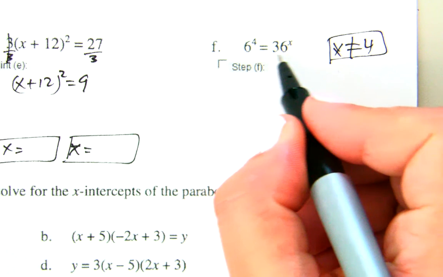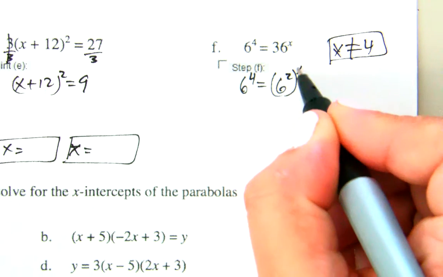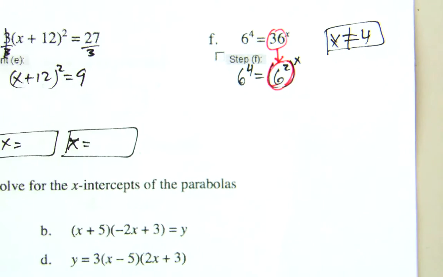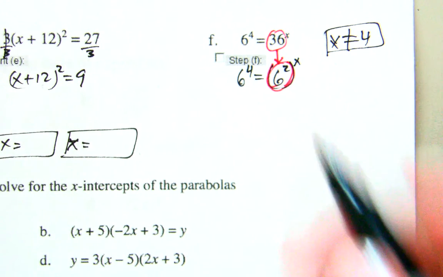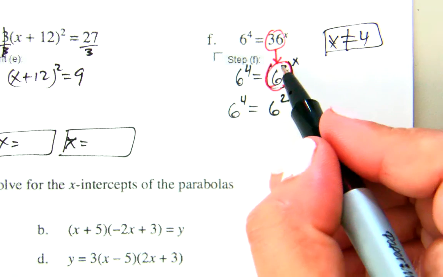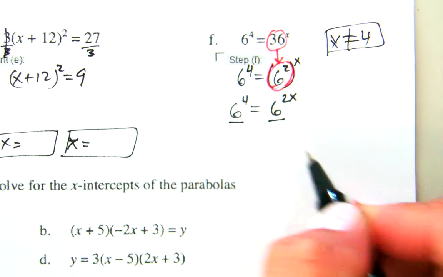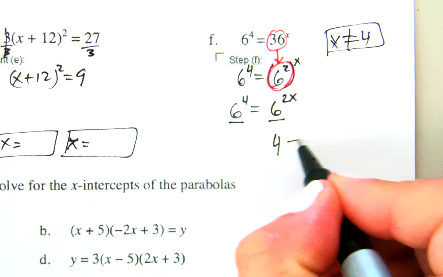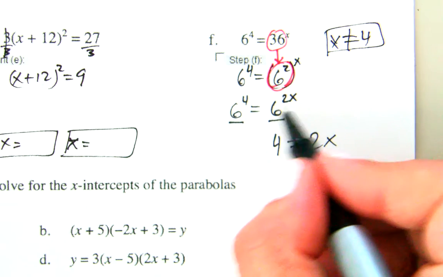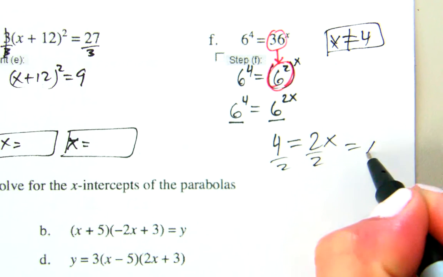You could change the base on the 36. So 36 is the same as 6 squared, right? So where the 36 was, I'm going to change it to 6 squared, because 6 squared is 36. So from here I have 6 to the 4th equals 6 to the 2 times x, because this over here tells me I can multiply the two exponents together. Now these two are the same, which is awesome, because I can just say, okay, well then 4 is equal to 2x, because the exponents have to be the same since the bases are the same. So I'm going to divide by 2, so I get x equals 2.